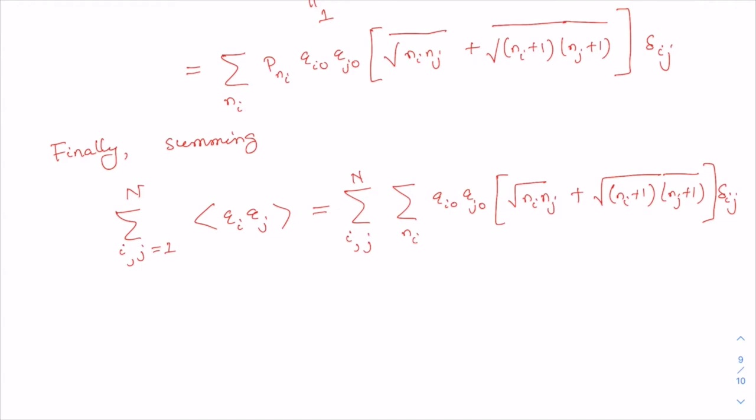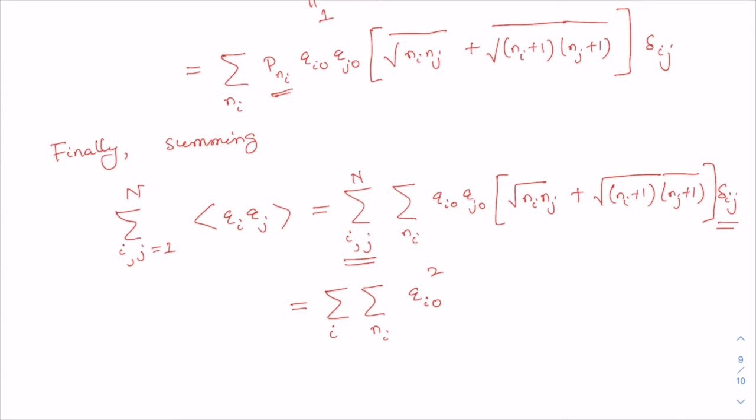Fine, so this you can easily evaluate. Because of this Kronecker delta, I put i equal to j, then I'll be left with only one summation. Basically two summations were there. Now we have one summation over the n_i variables, and then q_i0 squared, and I think I missed this term here, that is p(n_i) has to be also there.